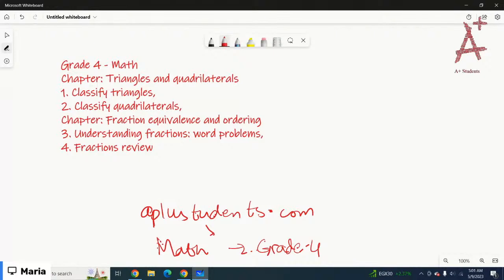We're going to start with the chapter triangles and quadrilaterals, and the lessons are classify triangles, then classify quadrilaterals. Then we'll start the chapter fractions, equivalence and ordering, and the lessons we're going to cover are understanding fractions word problems and fractions review. So let's just start with the chapter triangles and quadrilaterals.